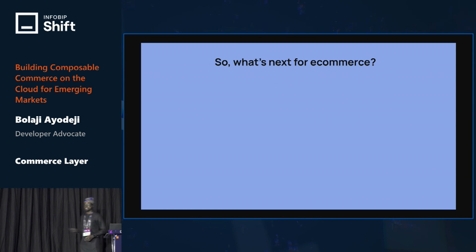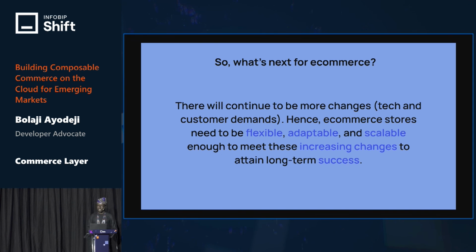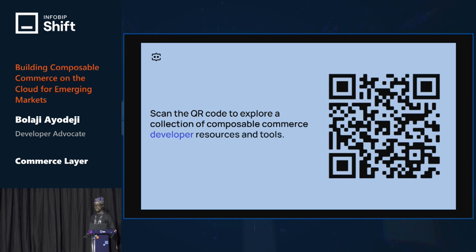So yeah, what's next? The thing is, earlier I mentioned different statistics of what is changing. But the thing is, there will continue to be more changes, both tech and customer demands. There will always be more and more and more. And the moment you decide not to attend to those, you then begin to have more issues for your businesses, right? So you need to ensure your architecture is flexible, it's adaptable. So whenever these changes come, you can easily key into them and do all kind of nice stuff. So you can embrace changes to your businesses and attain long-term success.